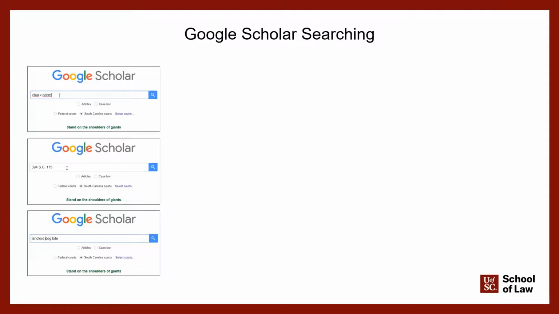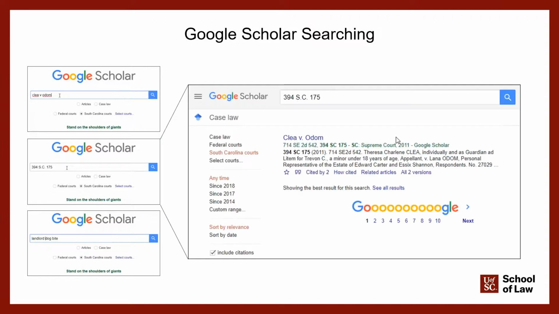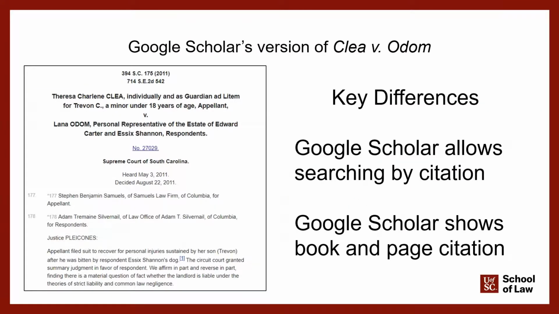The most efficient way to find it is that middle search where we're going for the citation, because that is a pinpoint reference. And if we do that, here's what Google gives us. 1 result, option to see more, but Clea v. Odom, there's the citation, 2011, that's our case. So we pull it up, and here's what it looks like if you get it from Google.